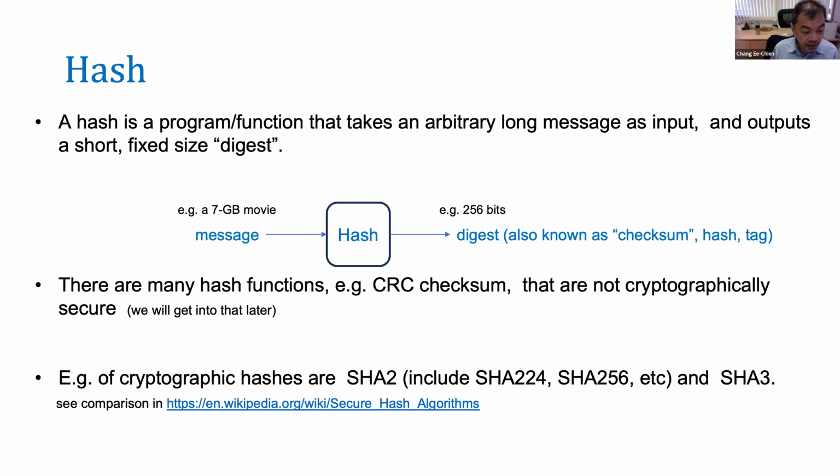Examples of secure hashes are SHA-2. SHA-2 is a family of hash functions including SHA-224 and SHA-256. SHA-224 means that the size of the digest is 224 bits. SHA-256 is 256 bits. And a more recent one is SHA-3. We can go to Wiki and see a comparison of all these well-known hash standards or hash functions.